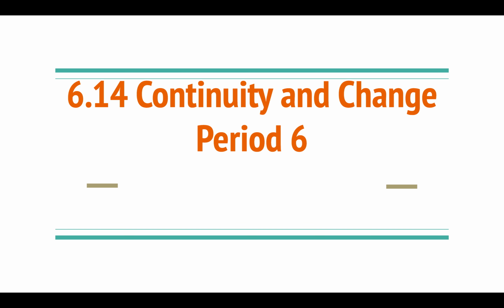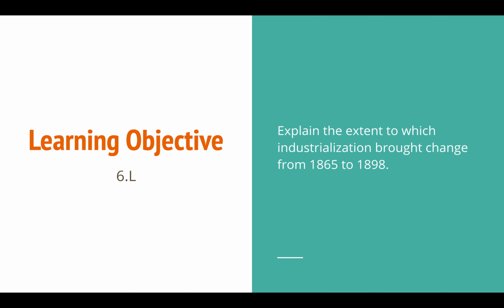59. This is the last lecture for period 6. We're talking about continuity and change through the entire period. The learning objective is to explain the extent to which industrialization brought change from 1865 to 1898.